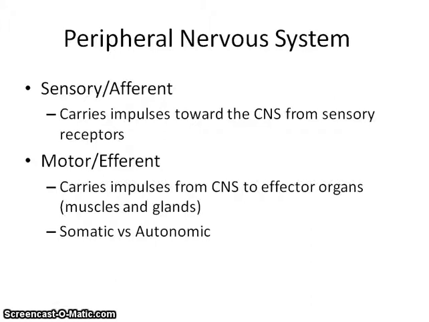The first one, sensory, is going to sense things happening around you or inside of you and bring that information up to your brain. And the motor or efferent is going to take the message that your brain needs to give to your body and carry it down your spinal cord out to your muscles, your skin, your organs, and everything else that's going on.